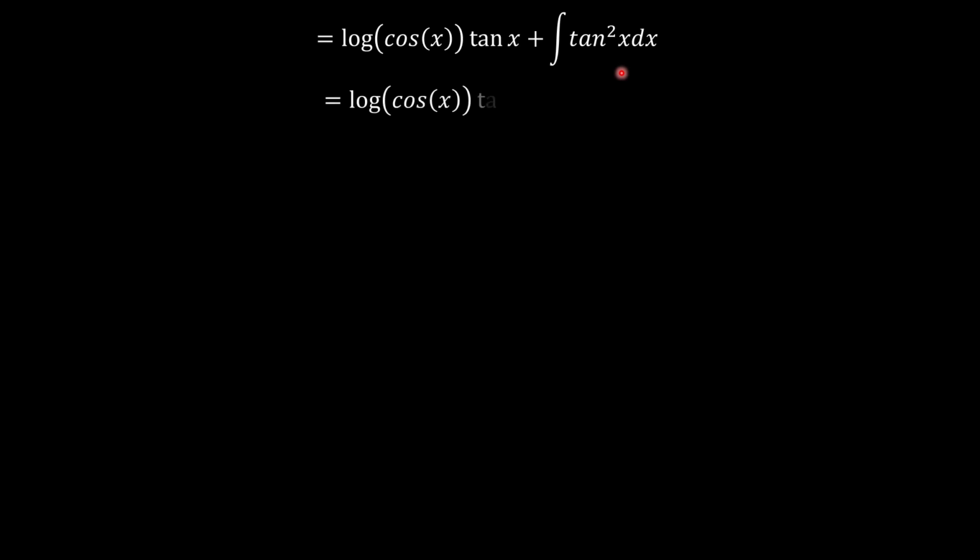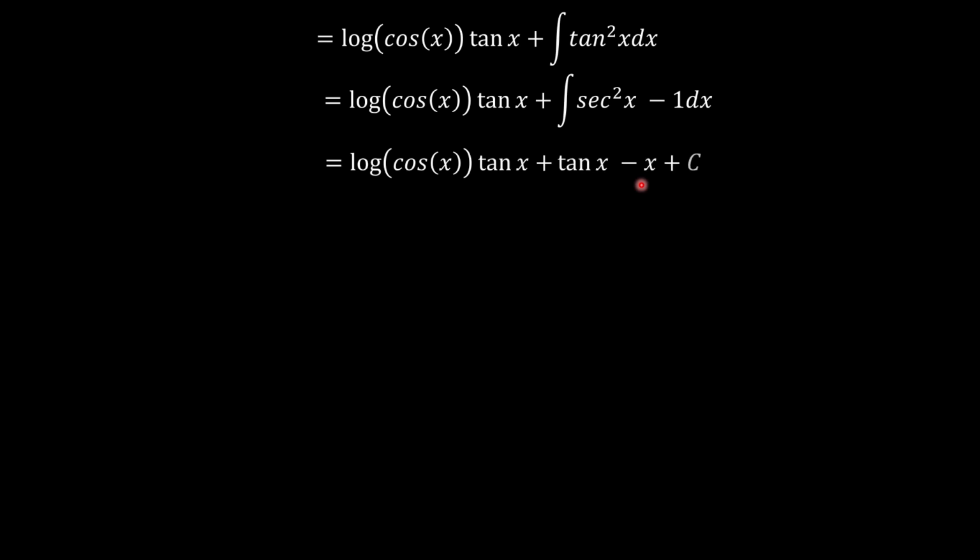So eventually, under the integral sign, we have sec squared x minus 1. And as we know, sec squared x is the same as the derivative of tan x, which means that our answer is log cos x times tan x plus tan x minus x plus a constant. And this is our answer.